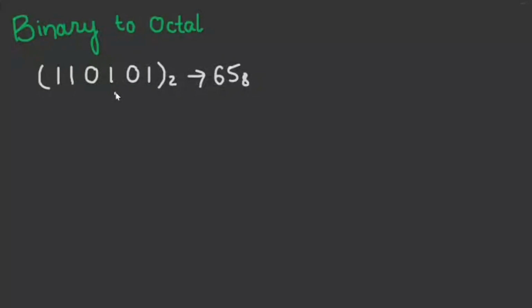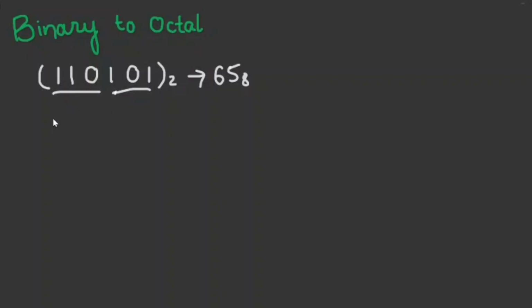To do binary to octal conversion, our first step would be to divide our digits into groups of 3. So, we would start from the right hand side. We would start from here and divide these into a group, and then we would divide these 3 into a group. Now write these groups separately.